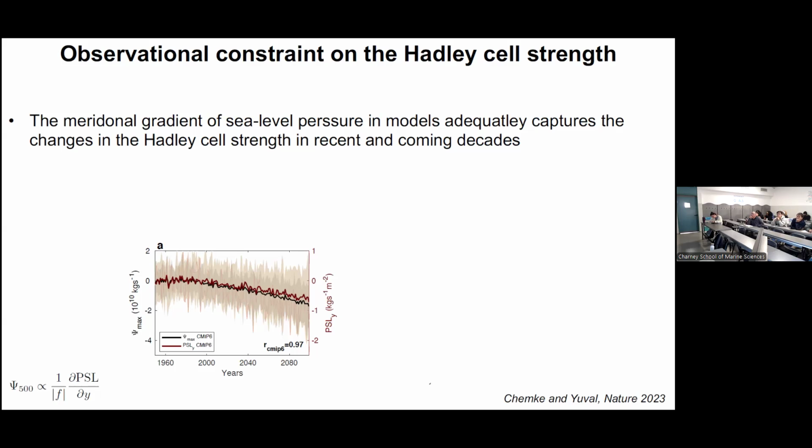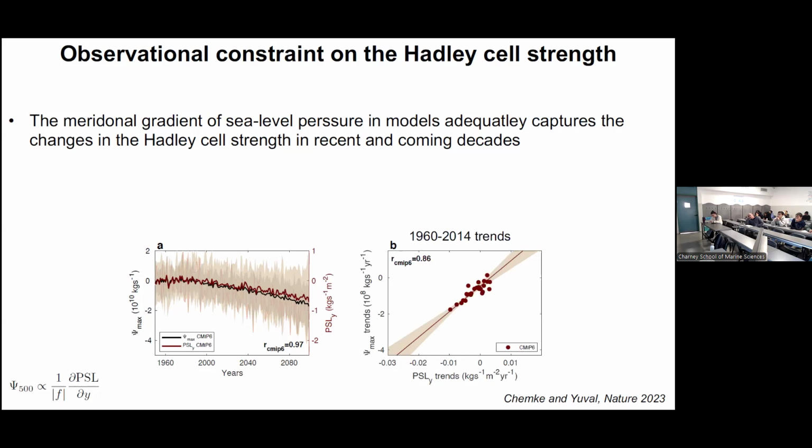The red line corresponds to the right y-axis, is this function that we derived of the meridional gradient of sea level pressure. And you can see that in the models, at least, not only that it overall nicely captures the weakening that we see by the end of the century, but also the year-to-year variation that we have on the circulation. And this holds not only in the multi-model mean, but also we can see that across models.